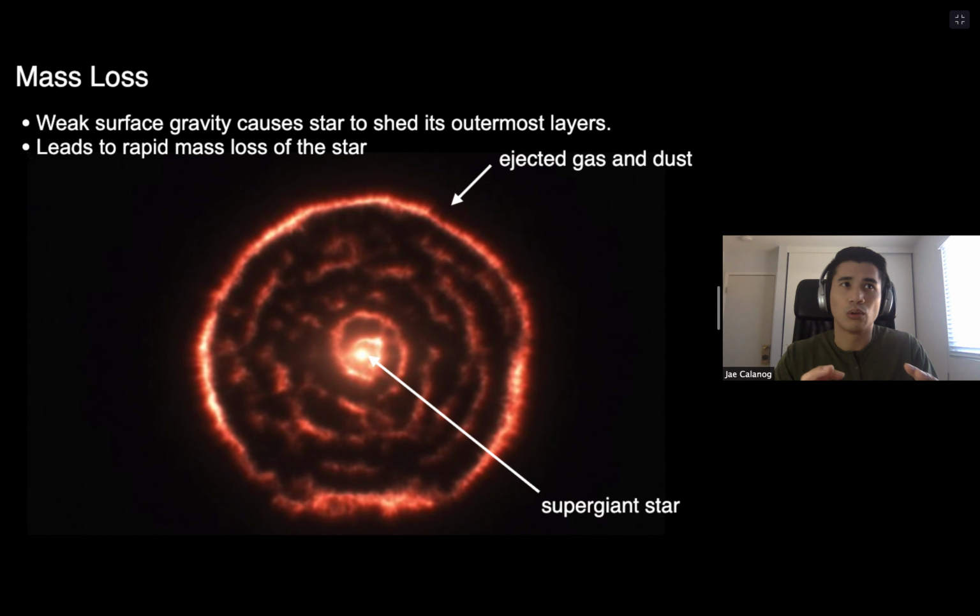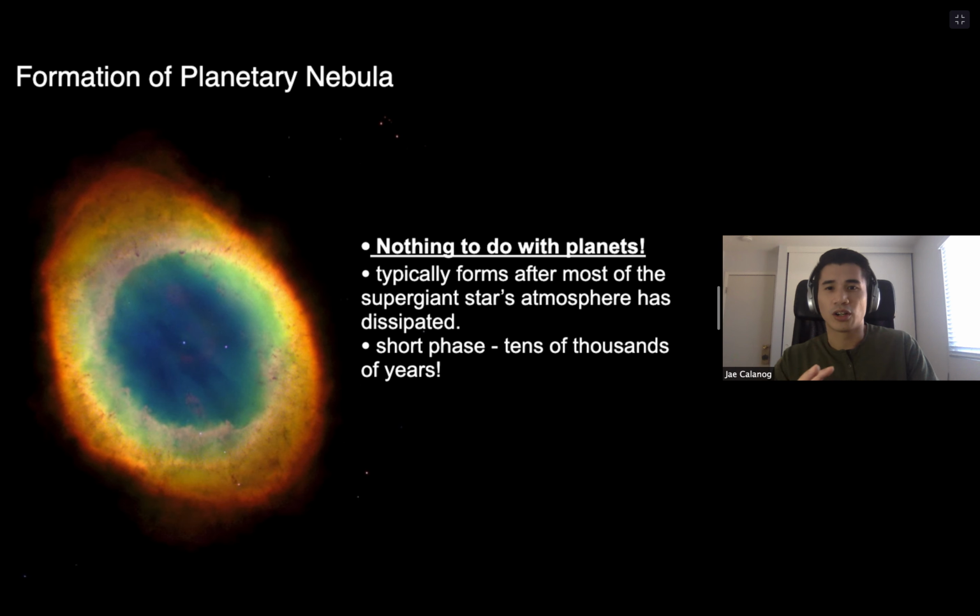And so what this results in is that as a star gets larger in size, the outer layers will feel the weakest gravity. And so therefore, the star literally starts to shed its outermost layers. And this basically leads to the star losing a lot of mass in a very short amount of time. And so when the star is doing this, there's a chance that you might be able to view this as a planetary nebula.